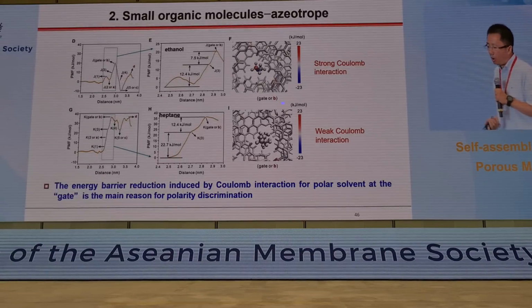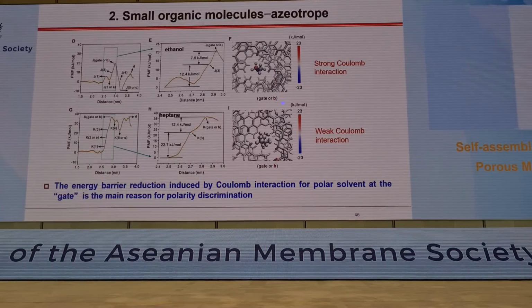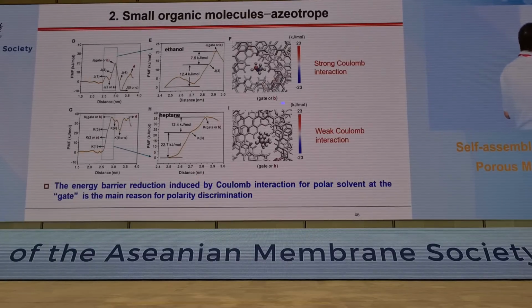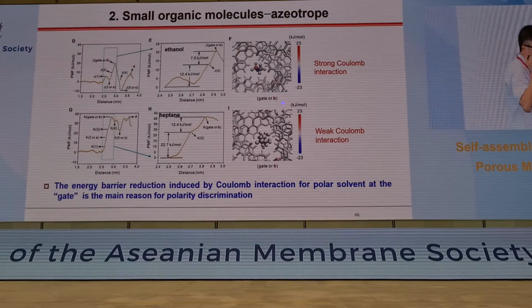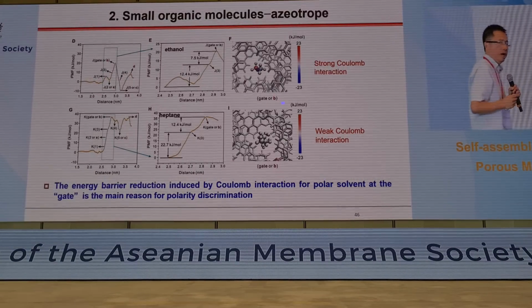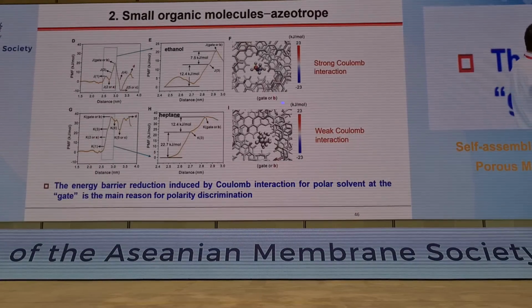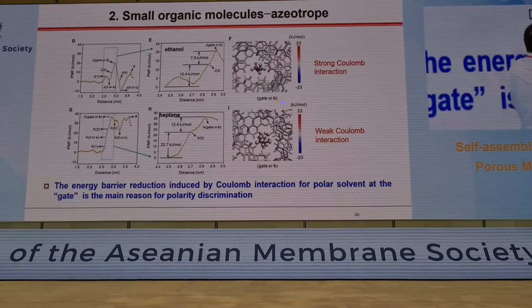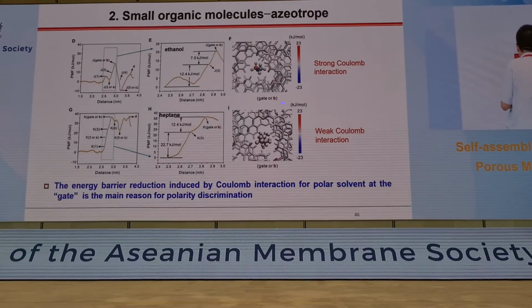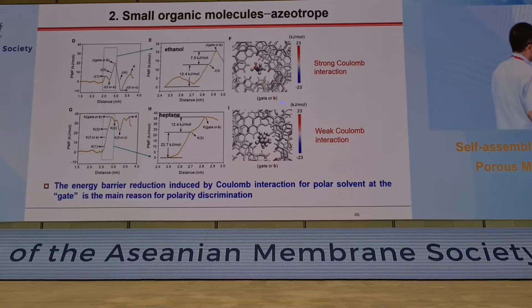So why can the polar solvent preferentially penetrate through this film? We did some simulation or theoretical calculation. As shown here, when the polar solvent enters the pores, the energy barrier will dramatically decrease by Coulomb interaction between the polar solvent and the polar ligand groups on the pore surface. As a result, we think this is the main reason for polarity discrimination.